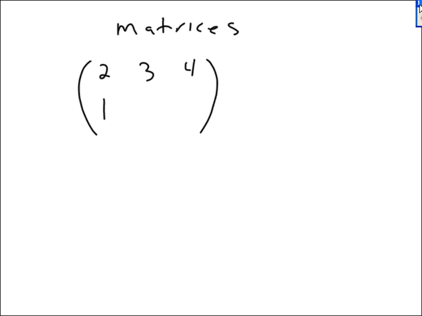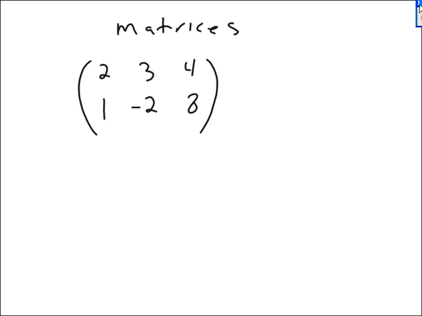The first thing we're going to talk about are matrices. So a reasonable question one might ask is, what's a matrix? A matrix is an array of numbers. And generally, you put these numbers in between brackets. 2, 3, 4, 1, negative 2, 8. This is a matrix.